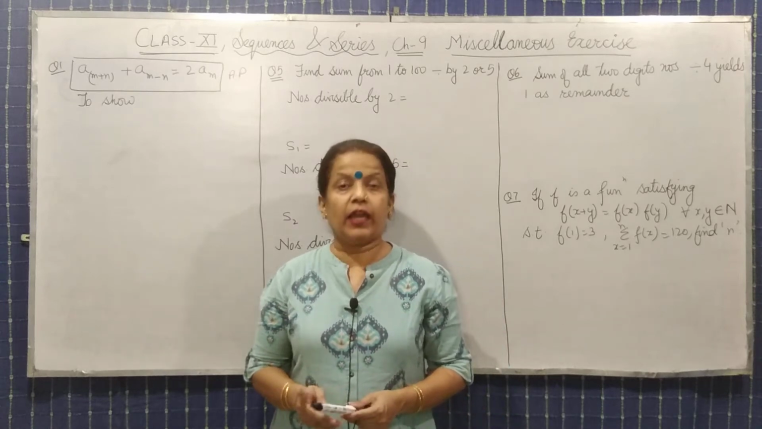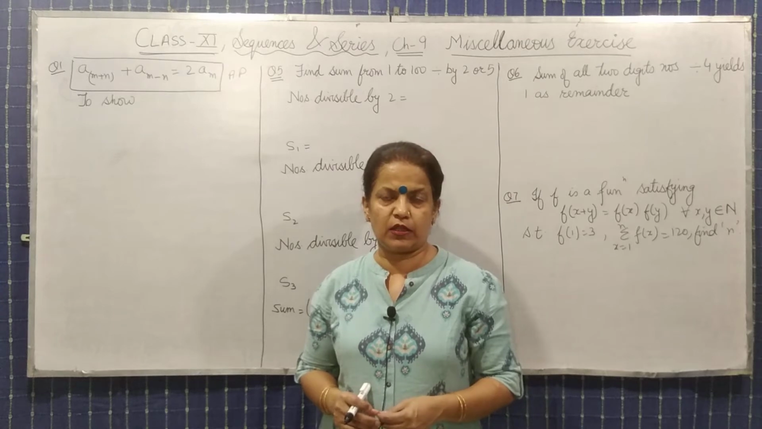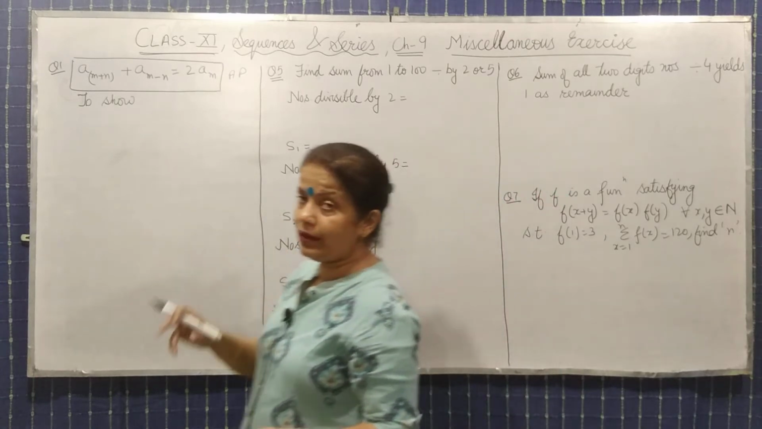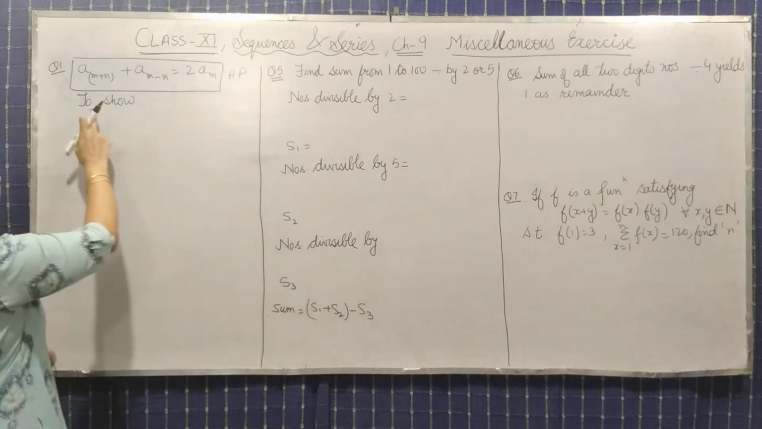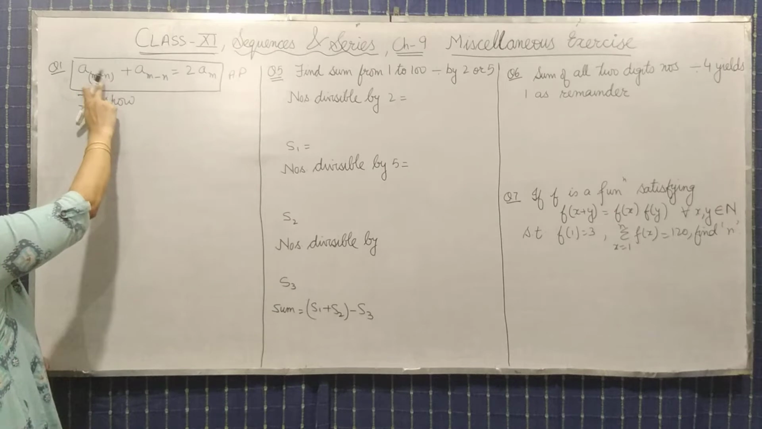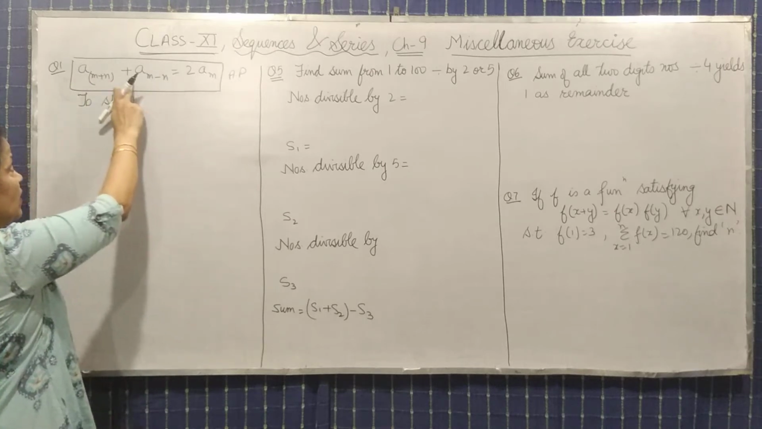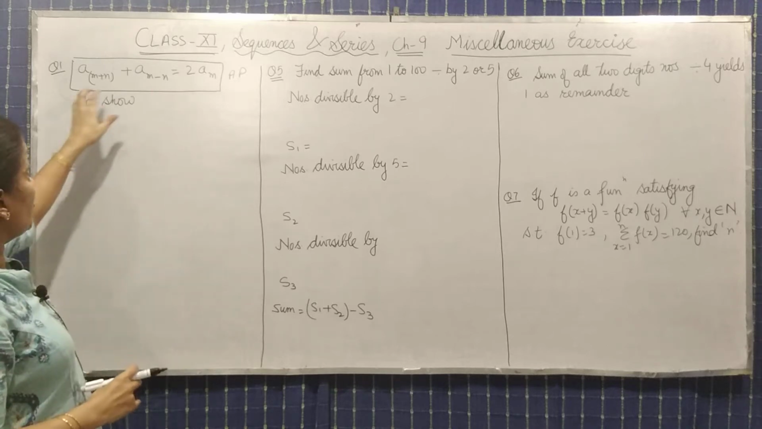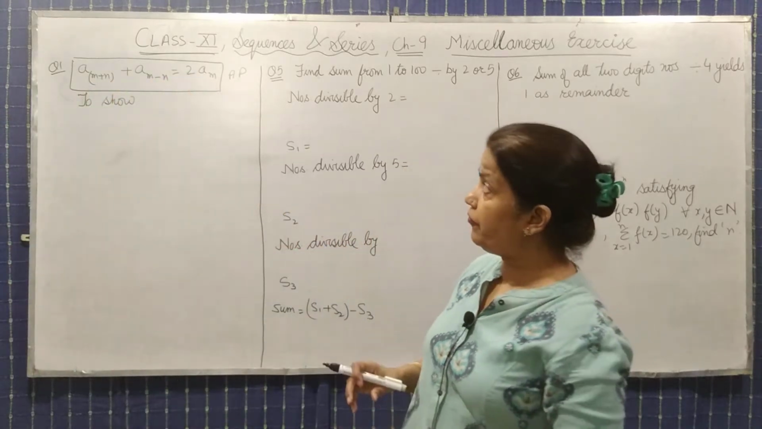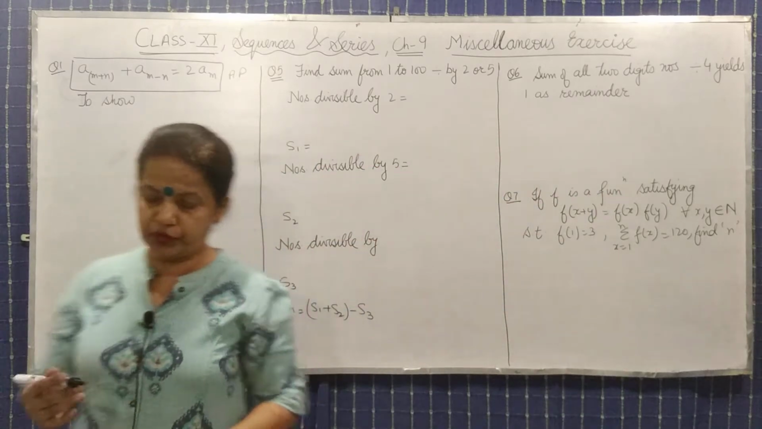Today we will take a few important questions from the miscellaneous exercise. Question 1. It is given in an AP, you have to show that the sum of the (m plus n)th term and the (m minus n)th term is twice the mth term in an AP. So let's go for this question.